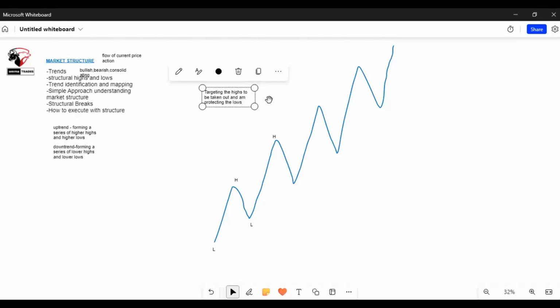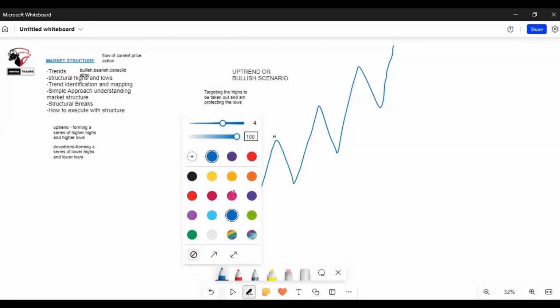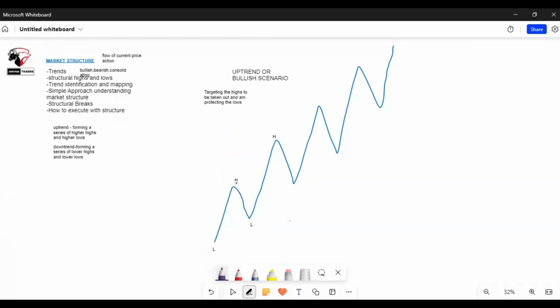Protecting the lows, right? So we target the highs to be taken out, and as you can see, they're taken out. When we see the price going above this high, that means it has been taken out. So as you can see, when you go above this high, that means it has been taken out to create a new higher high or a new high. Then we protect the previous low over here.